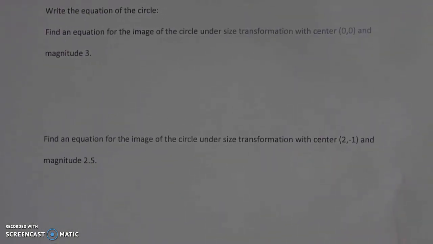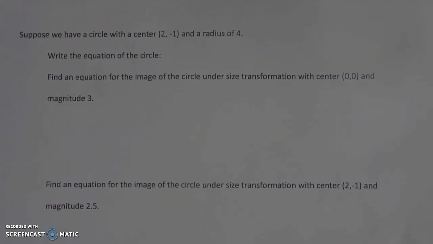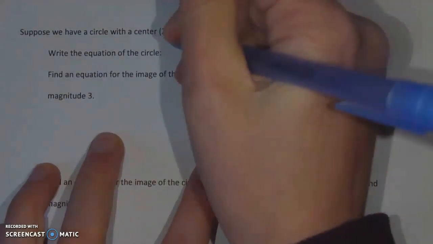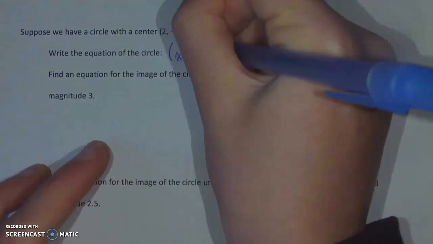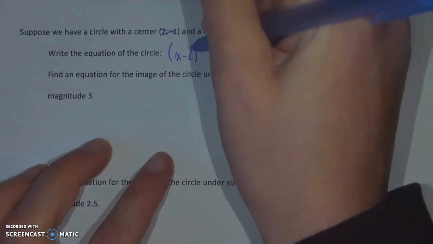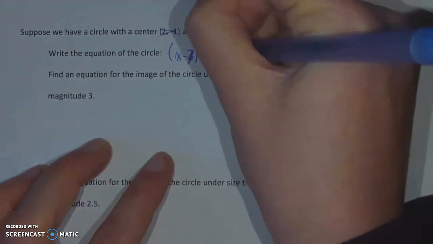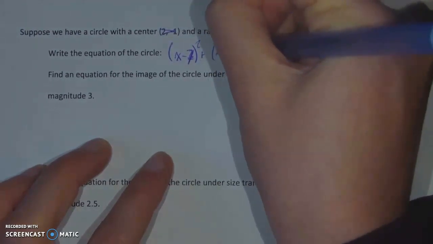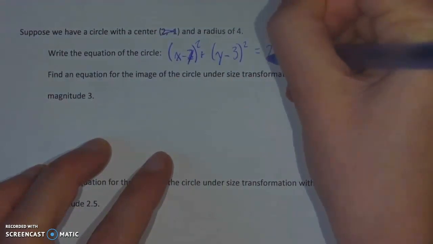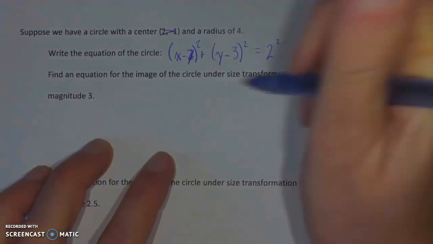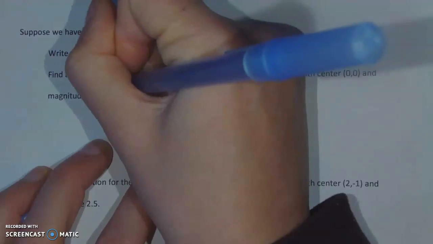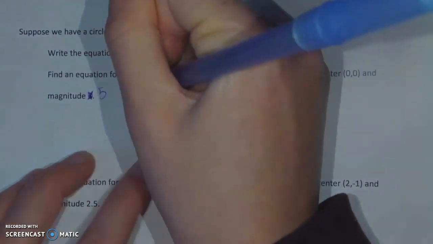And let's do that right here. We want to find the equation of a circle with a center of 2, -1 and a radius of 4. Now the original equation looks like this: x minus 2. Oh, that's the same one that we just did. Let's find a new one. Let's do an equation where we have x minus 7 squared plus y minus 3 squared is equal to 2 squared. And I want to do a magnitude of, let's go with 5. We're going to do a magnitude of 5.